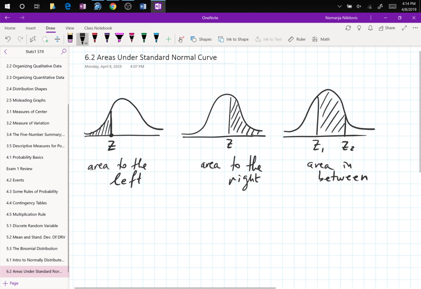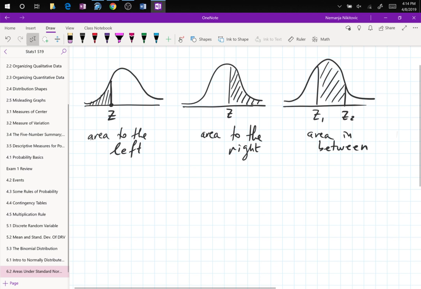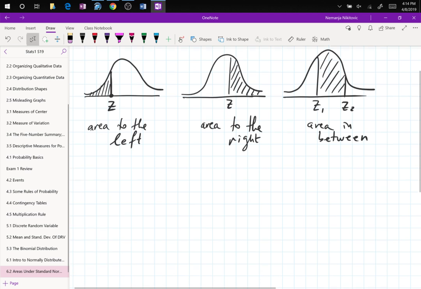So these are the 3 cases, and as I said, this lecture is just calculation, and then we're going to apply that to approximate normal height, IQ, and all of the other things that we might be interested in.